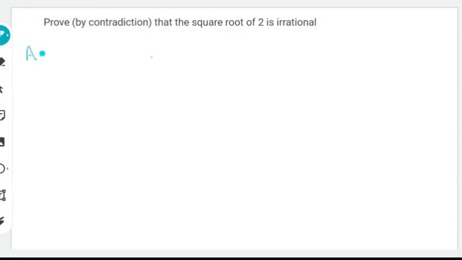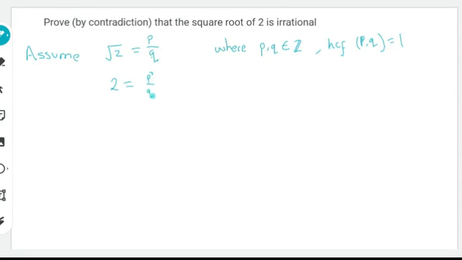So assume the square root of 2 is equal to p over q, and specifically where p and q are integers and the highest common factor of p and q equals 1. So you've squared both sides. So you've said 2 equals p squared over q squared. And so I'm just writing out what you've said so far.